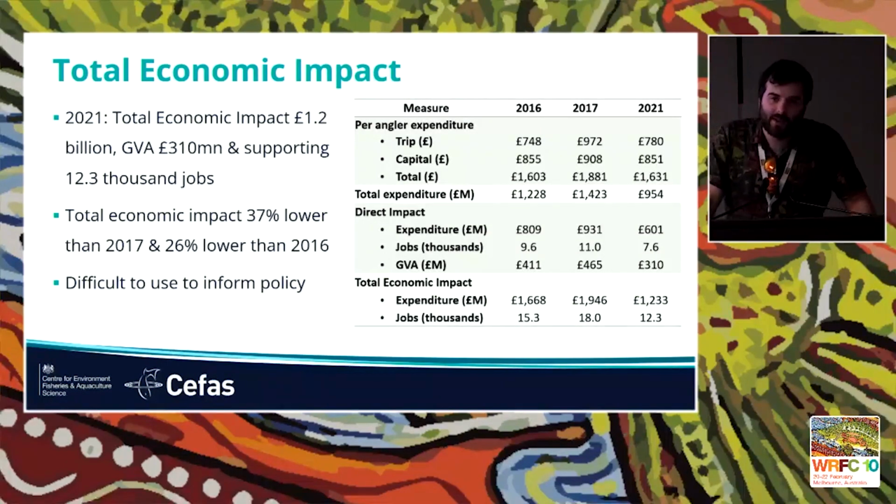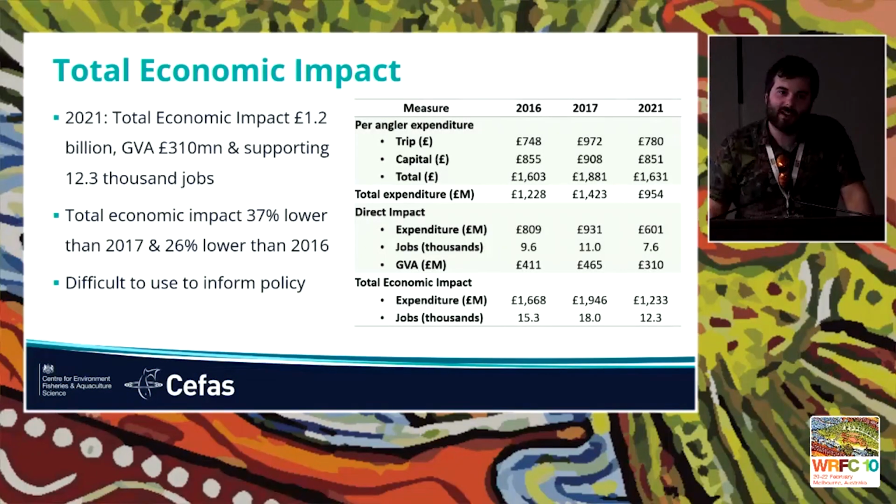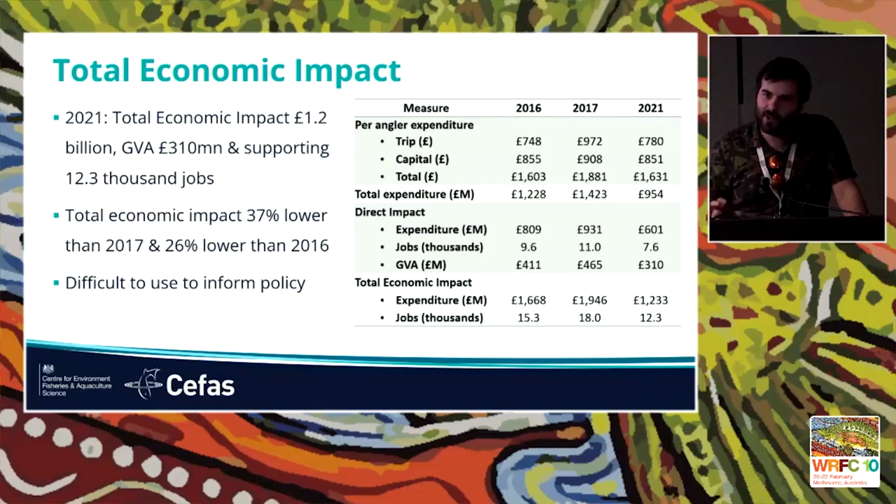We also find that it's quite difficult to use these figures when we're trying to inform our policymakers. And that's mainly because our policymakers tend to come to us with the question of, I know that a kilo of cod is worth 10 quid when it's sold commercially. How much is a kilo of cod worth when it's caught recreationally? And it's really hard to attribute the expenditure to individual species.